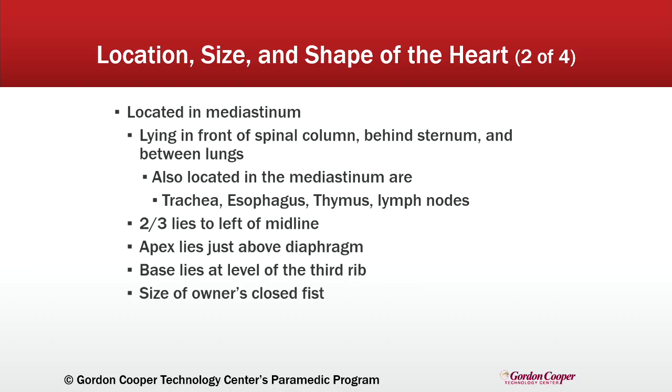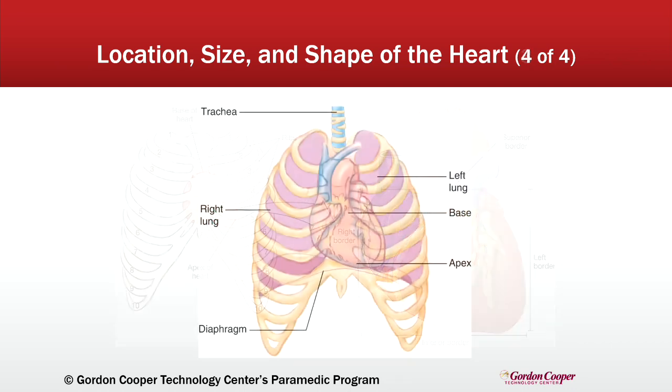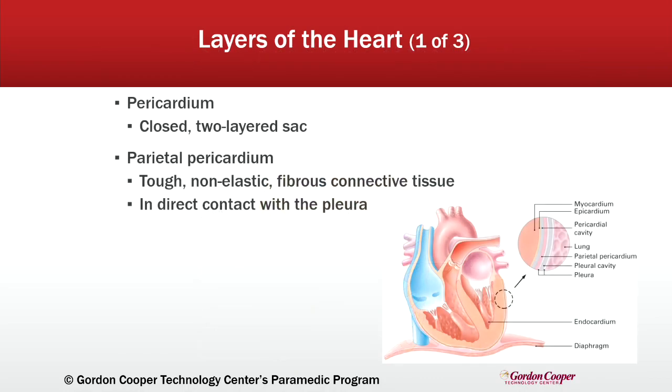So in terms of the size of the heart, it's roughly the same size as the owner's closed fist, which gives us a tangible way to visualize how compact and vital this organ is in our bodies. So here's what we're talking about. We can get a good idea of where it's situated, and then we talked about the shape. You see the inferior border, the superior border, the right and left border. And then here's your big full-size pic.